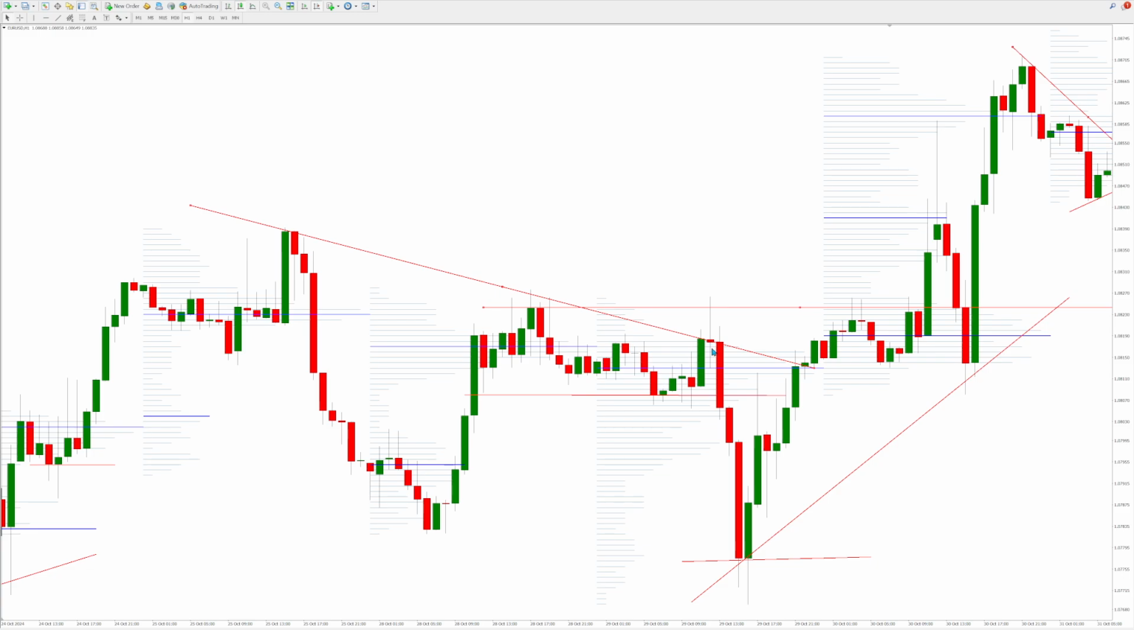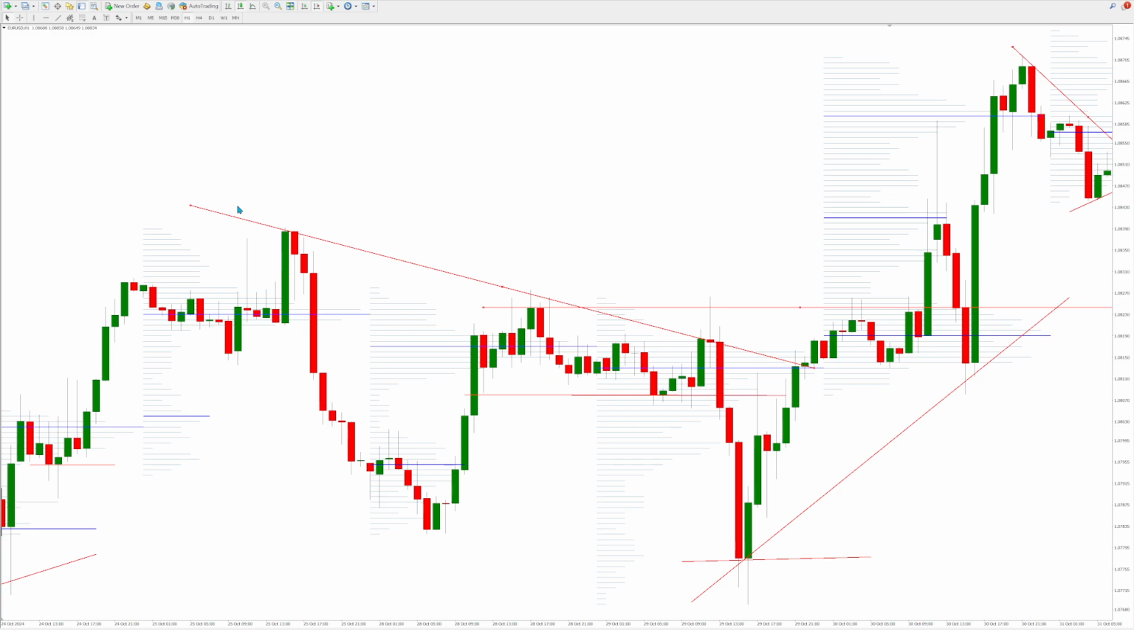Okay, granted, price did come up, but we did have a breakout to the downside there, and that would have actually been quite a good trade. Okay, so really, it's open to interpretation whether you're buying or selling.